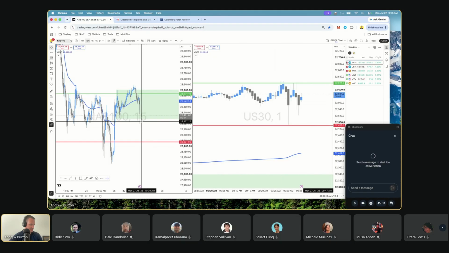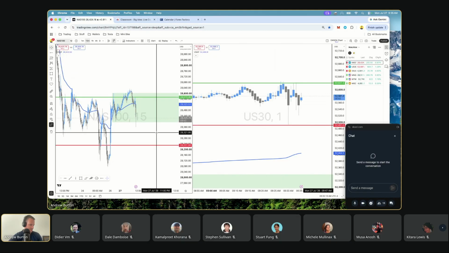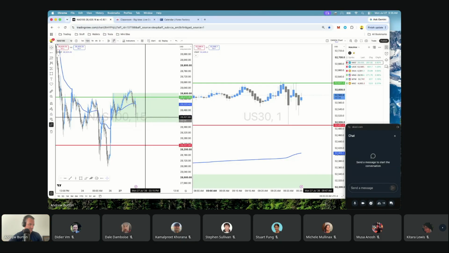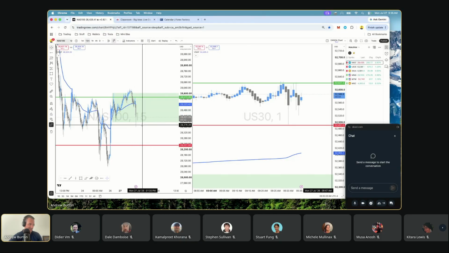So it came down and took out the Tokyo low. So yeah, if it did that, it means that the trend could be back up. But it's taken out the high and the low of Tokyo, so it's kind of like no man's land today.